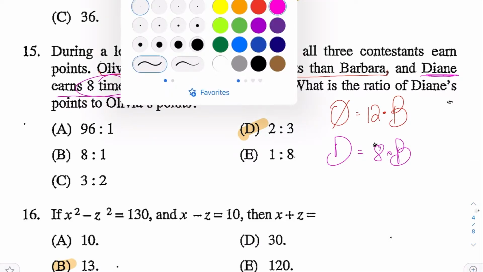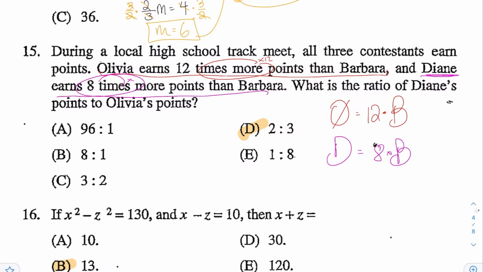So here you want to figure out the ratio of Diane to Olivia's. And ratio means divide. Or you can use a colon symbol. So Diane to Olivia. So here, you know that Diane is equal to 8 times B.